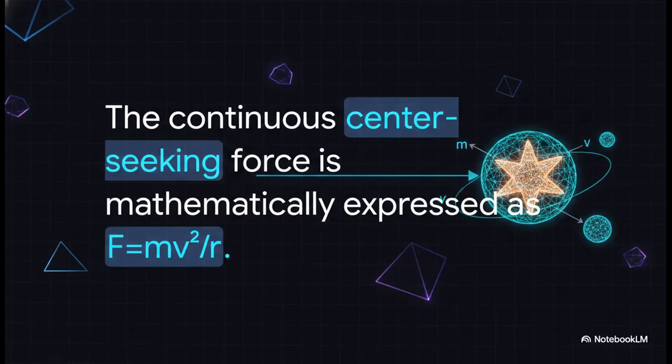Now, what's absolutely fascinating about this concept is how elegantly it's expressed mathematically. This right here is the structural formula for centripetal force. F is the magnitude of the force, and that's equal to m, which is the mass of our moving object, multiplied by v squared, its linear orbital speed, and then all of that is divided by r, the radius of its circular path. This single elegant equation is essentially the engine driving our entire cosmic simulation today.